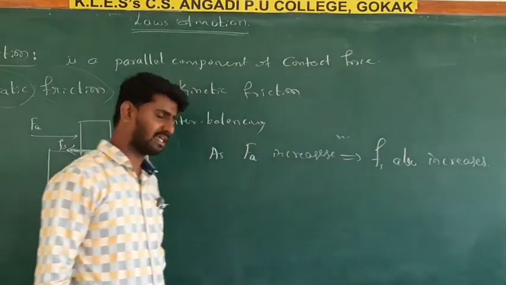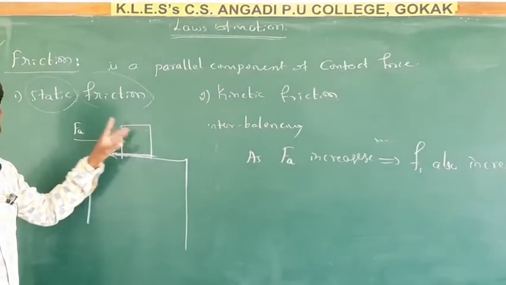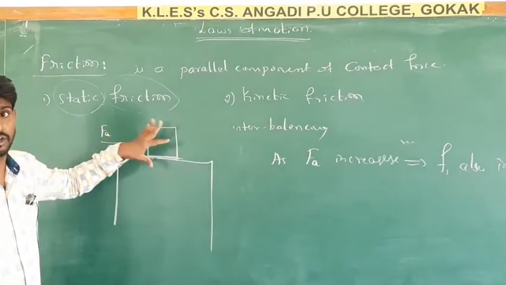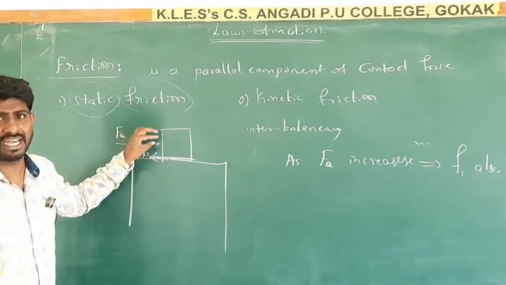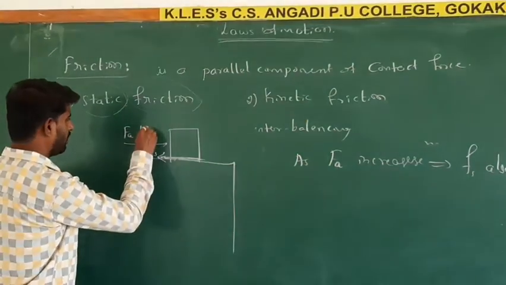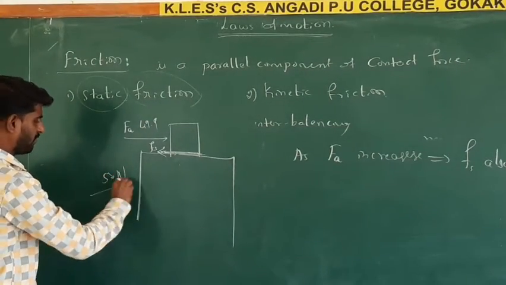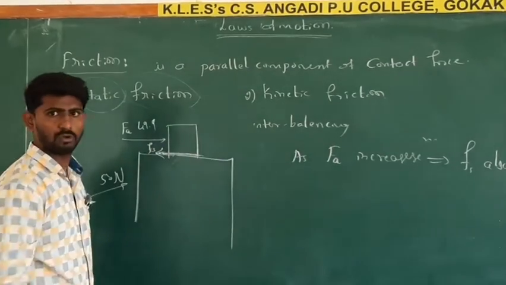Up to where does it increase? Apply 1 Newton force, it is not moving. 2 Newton, not moving. 10 Newton, it is not moving. 20 Newton, it is not moving. 30, 40, 49.9 Newton, it's not at all moving. If I apply 50 Newton, this body started to move.